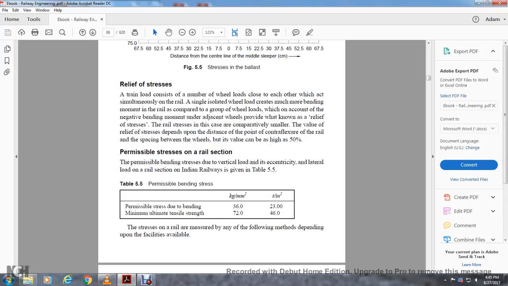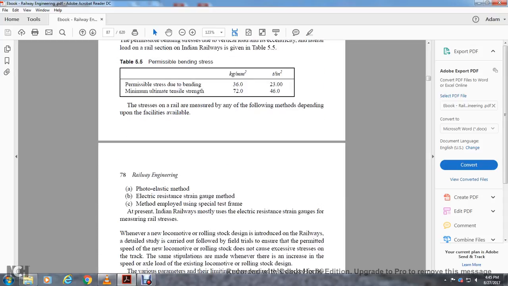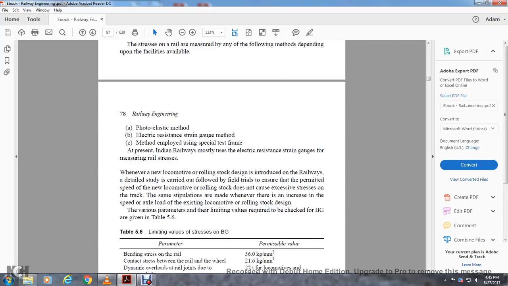The stress on the rails is measured with the following methods, depending on the facilities available. Photoelastic method, electro-resistance strain gauge method, and the method employing a special testing frame. On Indian Railways, the electrical resistance strain gauge is most usually used for measuring the rail stress.